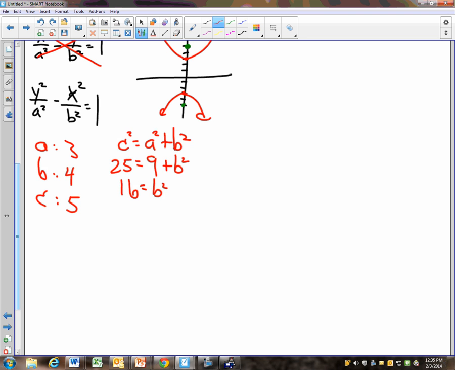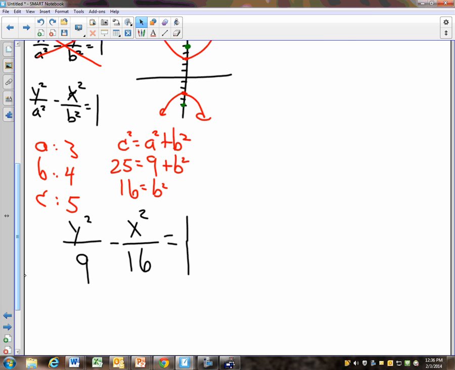Okay, so now we can write the equation. Since we have a squared on the bottom, we have y squared over 9 minus x squared over 16 equals 1. That's my equation for my hyperbola. Question? Going once? Twice? Thrice. We move on. Next problem.